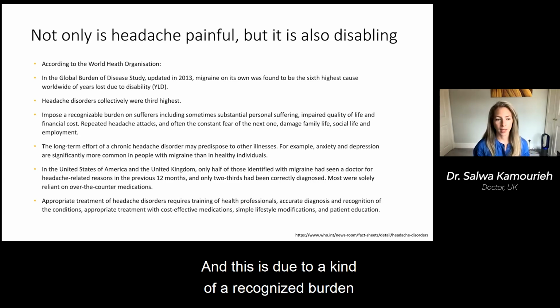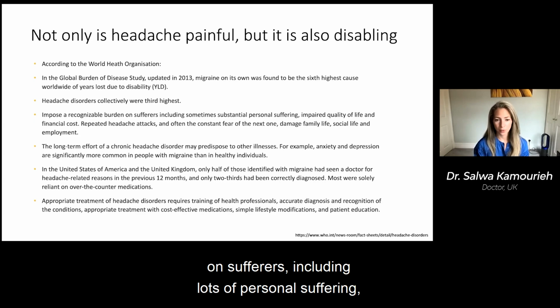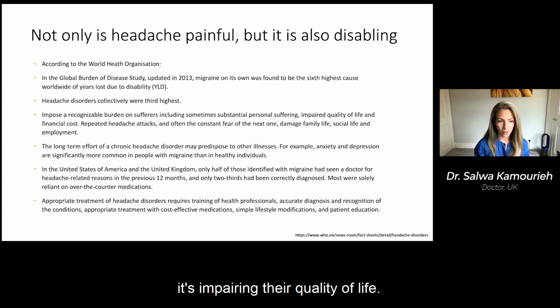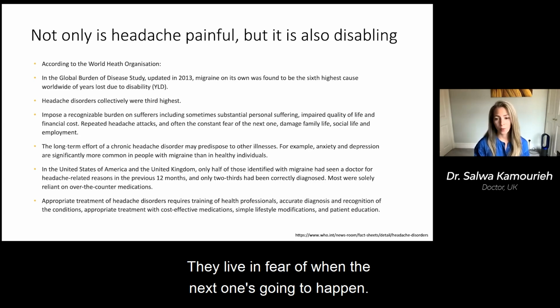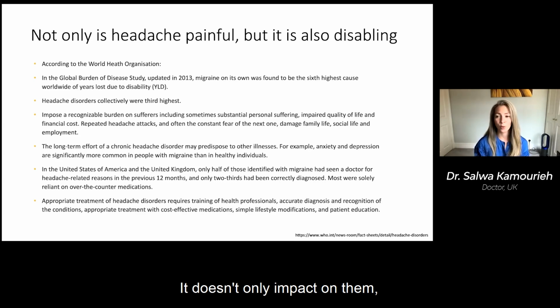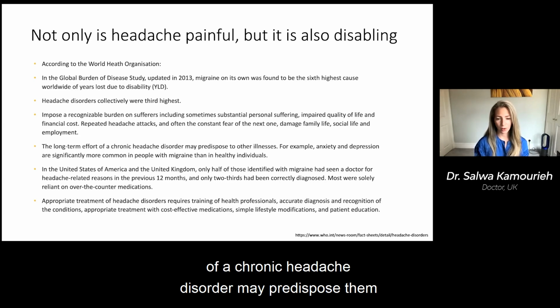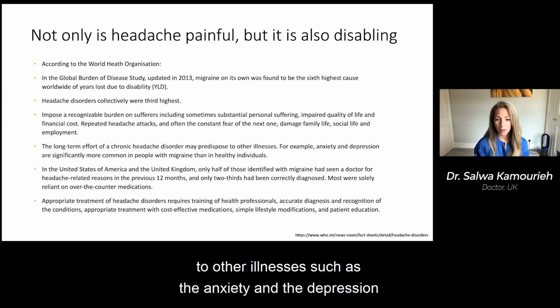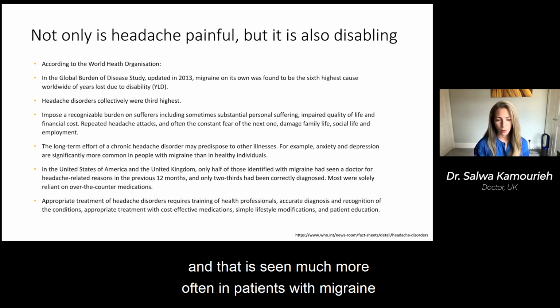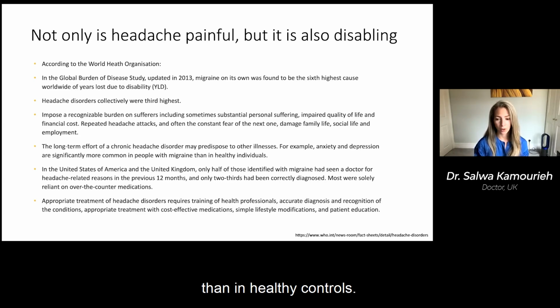And this is due to a recognized burden on sufferers, including personal suffering. It's impairing their quality of life. They get repeated headache attacks. They live in fear of when the next one is going to happen. It doesn't only impact them, it impacts their family life, their social life, and everything going on around them. And the long-term effects of a chronic headache disorder may predispose them to other illnesses, such as anxiety and depression, which is seen much more often in patients with migraine than in healthy controls.